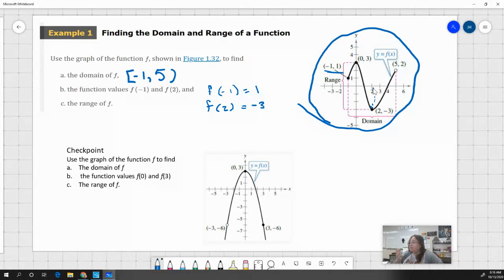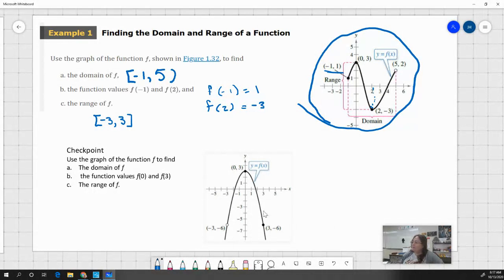The range is all of your potential y values, right? Your lowest y value all the way up to your highest y value. So C is asking you for the range of f, right? And so the range of f is going to go from our lowest point, which it includes, is -3, all the way to our highest point, which is +3. It includes both of them.